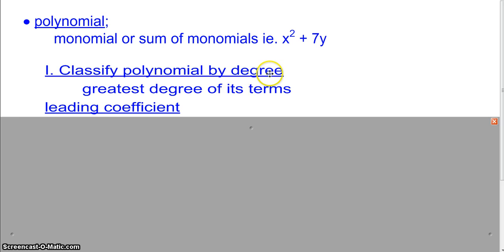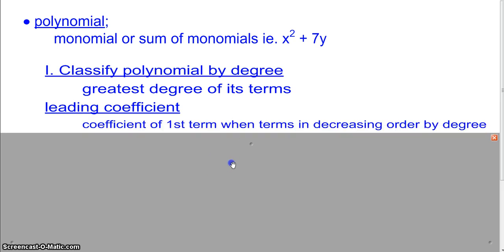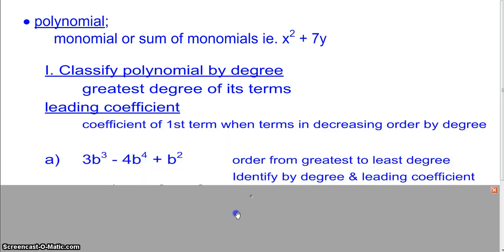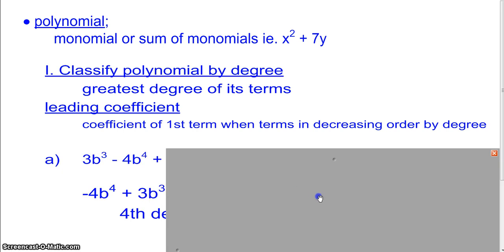So when you do, the leading coefficient for this statement would be which coefficient is first? It's 1. So the leading coefficient in this statement is 1 because it came with the highest degree term. You look for the highest degree term and take its coefficient. That's the leading coefficient.